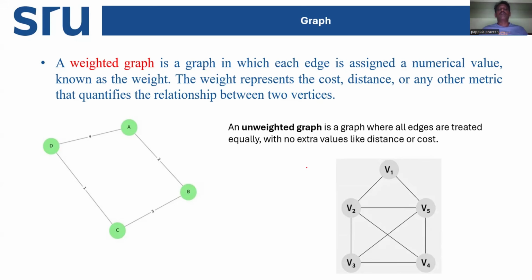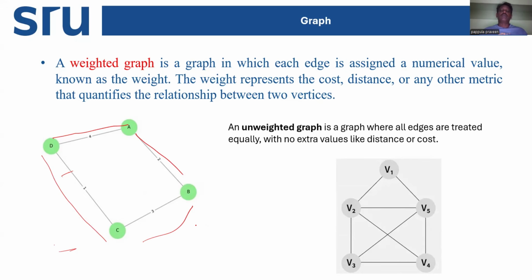So a weighted graph is a graph in which each edge is assigned a numerical value known as the weight. The weight represents the cost, distance, or any other metric that quantifies the relationship between two vertices. Okay, so A to D the weight is 4, and D to A weight is 1, and C to B weight is 2, 3, and A to B weight is 2. This is the weighted graph.